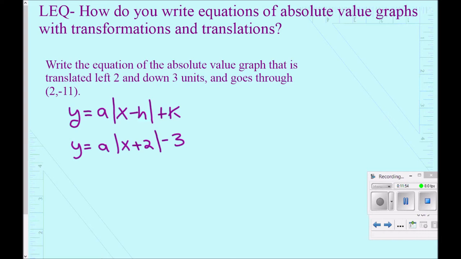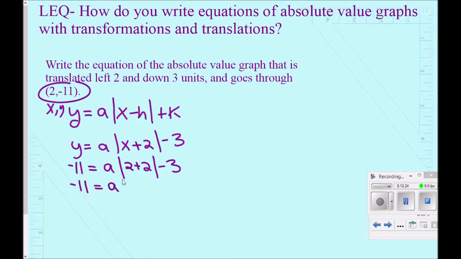And now from here, we're going to simply use this point. And remember, points are x first, y second. And I'll substitute in the values for x and for y into my equation. So I'm going to go ahead and substitute -11 where the y is. I don't know a, but I do know that x is 2. So 2 plus 2, I'm going to take the absolute value of that in just a moment, and then -3 is on the end. So I'm going to solve this equation for a.